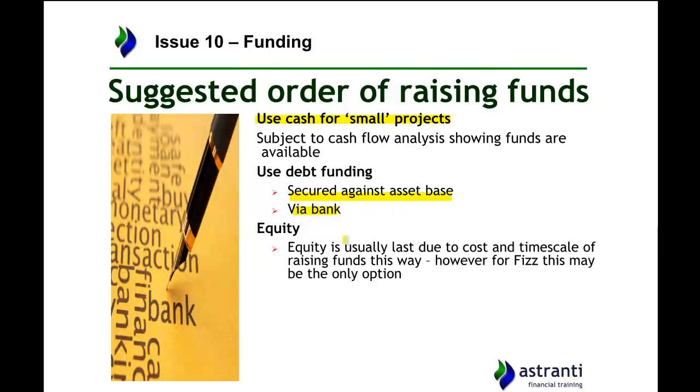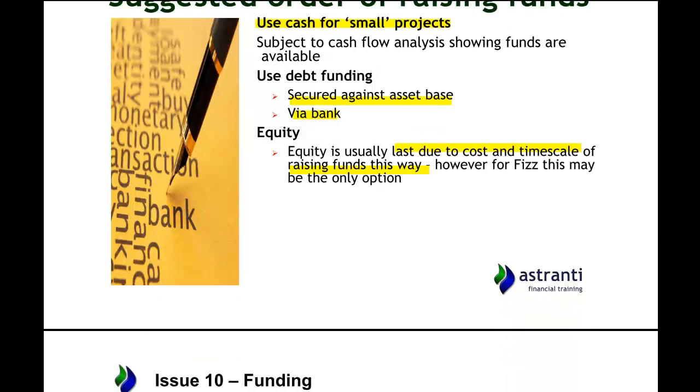And finally, equity. Now, equity is usually last because of the cost and the time scale. But for an incredibly expensive project, such as setting up new factories overseas that could cost hundreds of millions of Northland dollars, this would be the only option, because we wouldn't necessarily have enough assets to raise that kind of debt financing, and we certainly wouldn't have enough cash available for it.